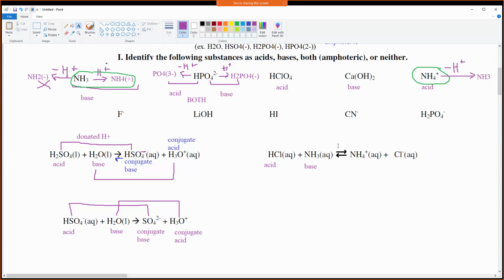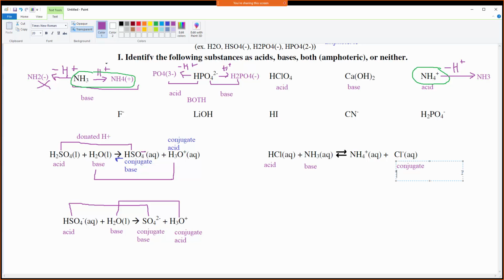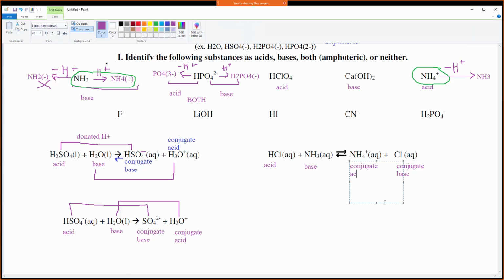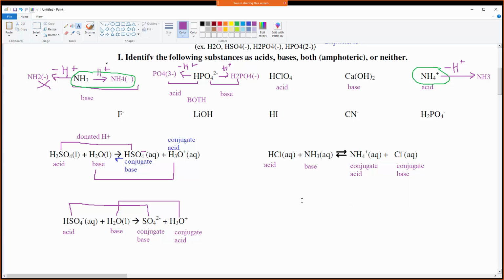Does the HCl lose the hydrogen when it makes the product here? Yes, it does. There's only chloride remaining. So this is going to be your conjugate base. Does the NH3 pick up an extra hydrogen ion? Yes, it does. So that makes this your conjugate acid. Does this help kind of solidify what to look for when we're trying to determine if something's an acid or a base? I hope it helps a little bit.